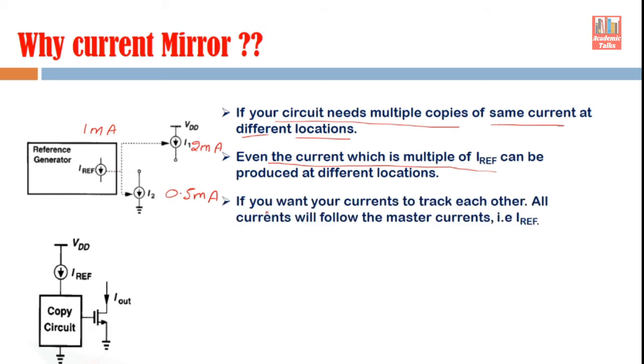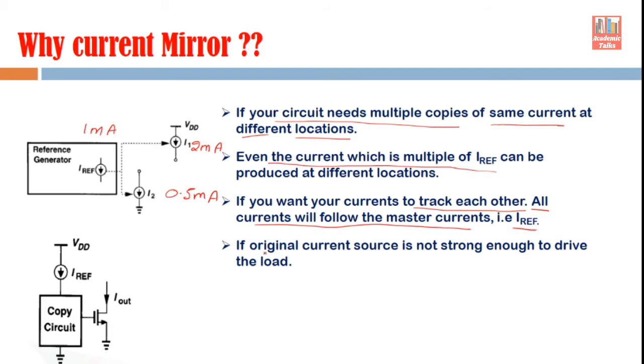Next point where you use current mirror. So, suppose you want your currents to track each other, suppose there are multiple currents at different locations in your system and all these currents should track each other. It means if one current is increasing, other current should also increase, or if one current is decreasing, other current should also decrease by the same ratio. If that kind of requirement is there, that is also possible with the help of current mirror. You see, all currents will follow the master current and the master current is the reference current. So, that kind of tracking of current is possible with the help of current mirrors.